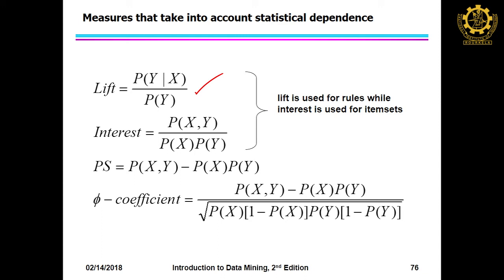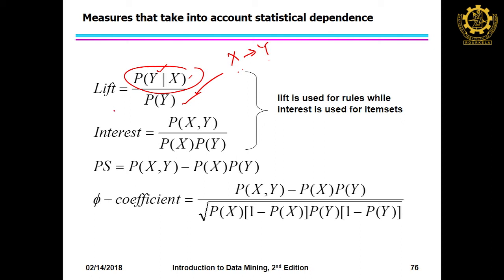What is that? We already explained. The rule X to Y means the probability of Y when X has already appeared. So that is the probability of Y given X, and then we should consider the support of Y, that is the probability of Y. So this is something called the lift.